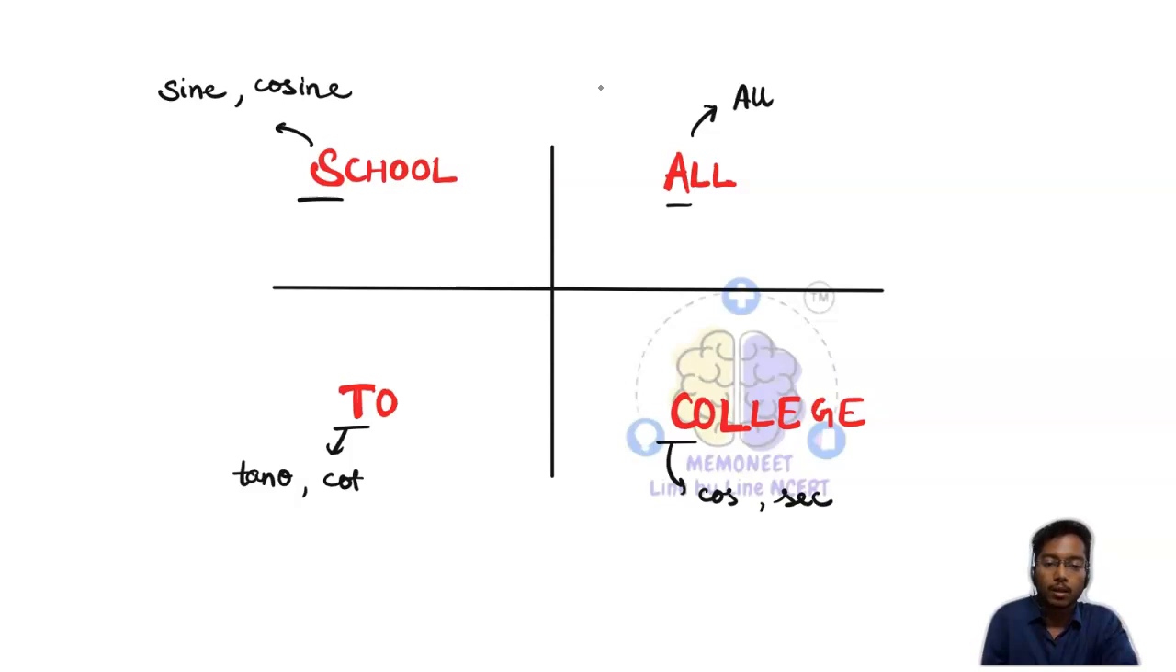Okay. So in these quadrants they are positive. Here in the first quadrant all the trigonometry ratios are positive. In the second quadrant sine and cosec. In the third tan and cot. And in the fourth cos and sec.